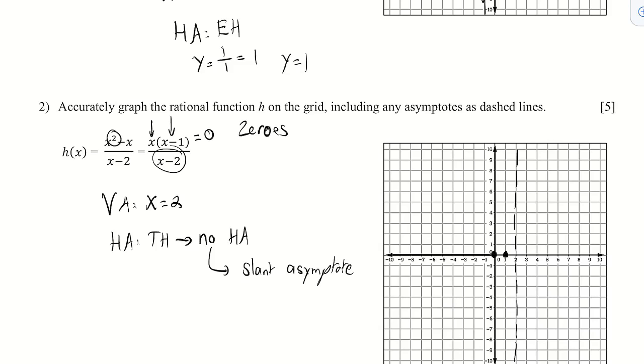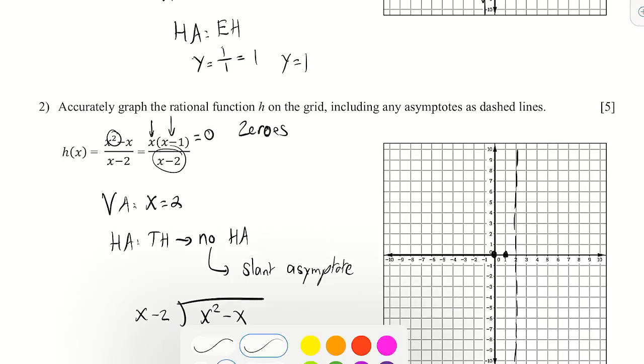To figure out what the slant asymptote is, we're going to have to do some good old long division. Now you can use synthetic division if you feel more comfortable. Me personally, I like doing long division. It seems to work out nicely, and you don't have to worry about any of the special cases tied with synthetic division. So I'm going to write x squared minus x inside, and x minus 2 is on the bottom, so that's going to be outside.